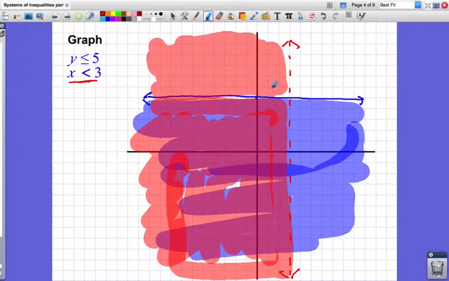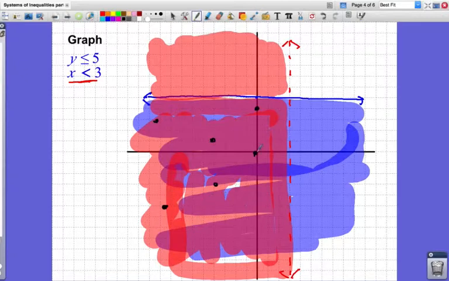So now for this system of inequalities, I'm trying to figure out where the shadings overlap each other. Where are there solutions for both of these? That would be this section right here. This would be my solution. Any point in this section, where I have blue shading and red shading, in this corner of the graph, satisfies x is less than 3 and y is less than or equal to 5.